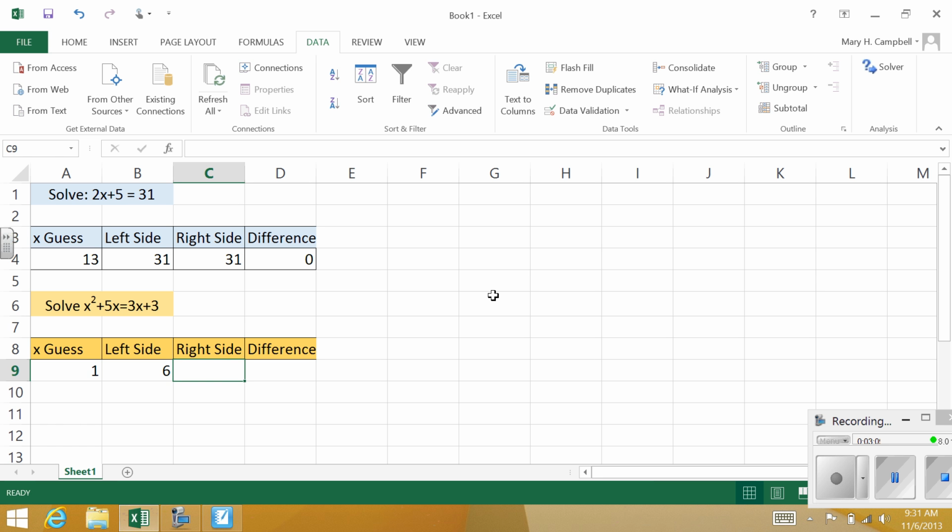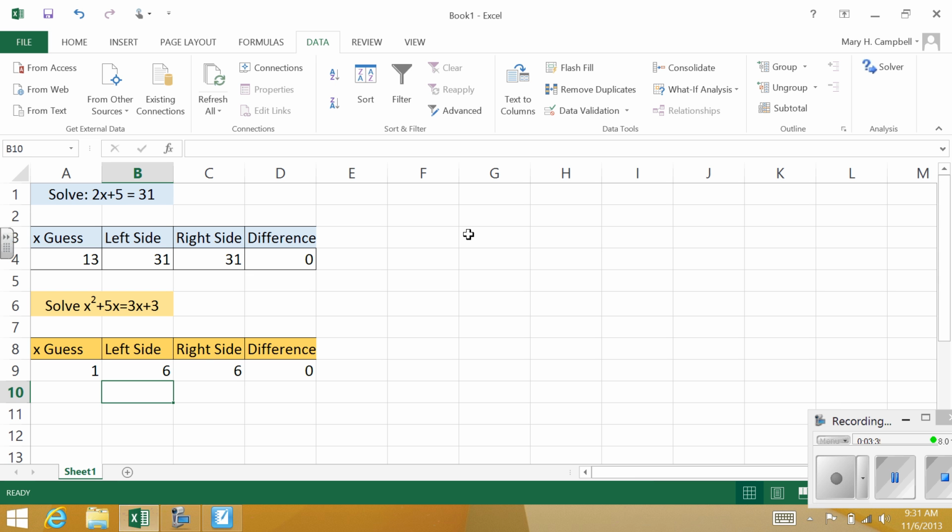And then the right side of my equation, again, is a formula, so I need to start with an equal. And then 3 times x plus 3. And then the difference, oh, I made a pretty good guess there, didn't I? Is going to be the left side subtract the right side. Enter. Okay, I actually have a solution right there.